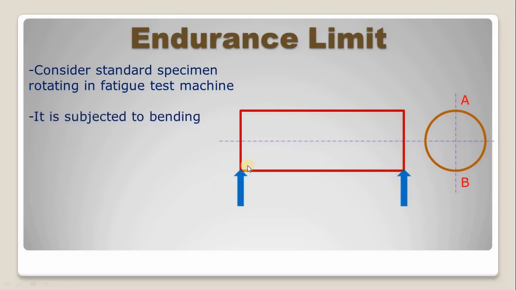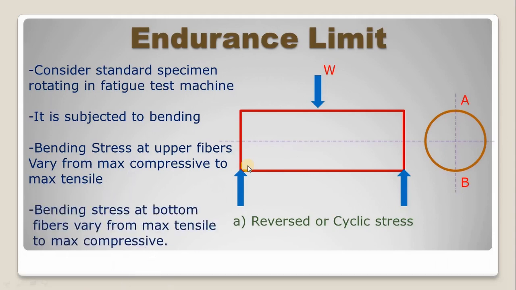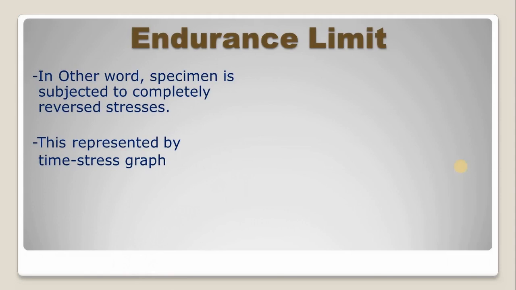that it is subjected to bending stress, and the bending stress at the upper fiber varies from maximum compressive to maximum tensile, whereas the bending stress at the bottom fiber varies from maximum tensile to compressive. So, in other words, we can say that the specimen is subjected to completely reversed stresses. This is represented by a time-stress graph.